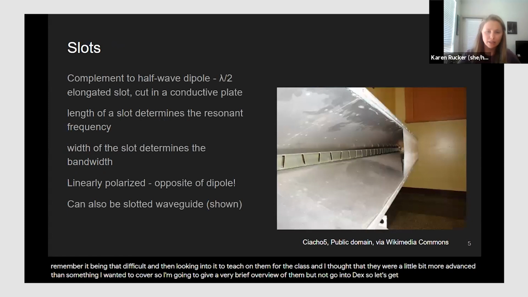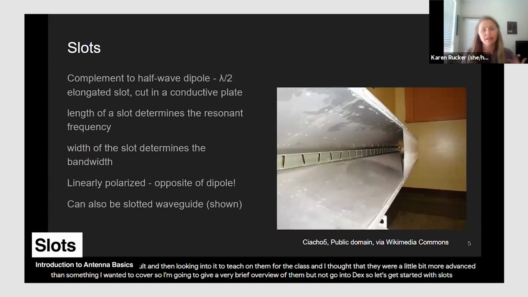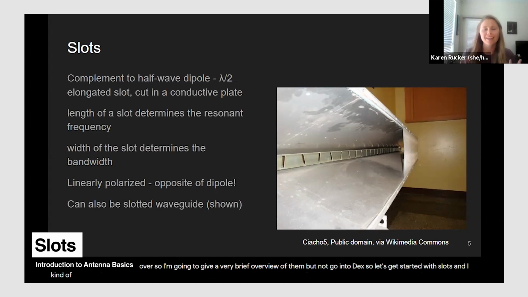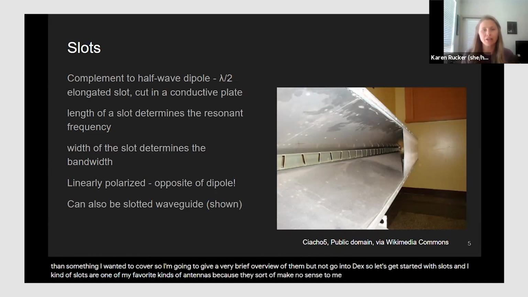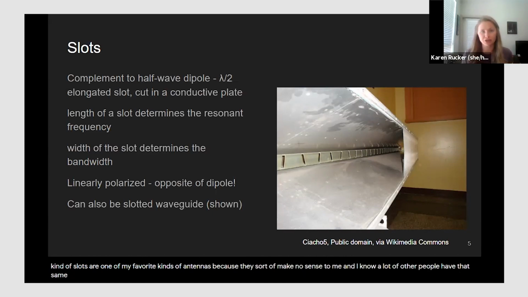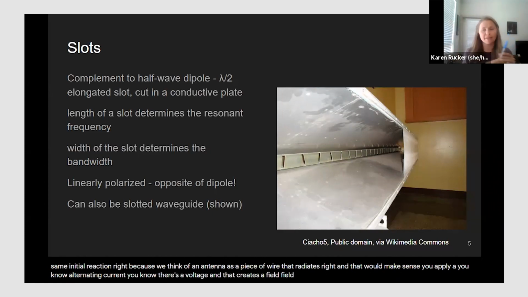So let's get started with slots. Slots are one of my favorite kinds of antennas because they sort of make no sense to me. And I know a lot of other people have that same initial reaction, right? Because we think of an antenna as a piece of wire that radiates, right? And that would make sense. You apply an alternating current, there's a voltage, and that creates a field. The field propagates, right? Because you have this piece of metal, and that's how that works.